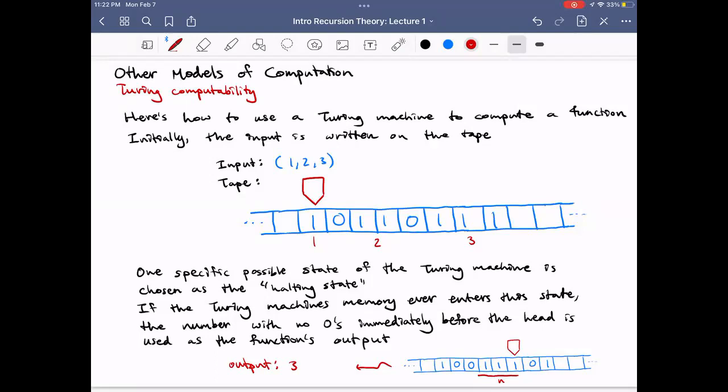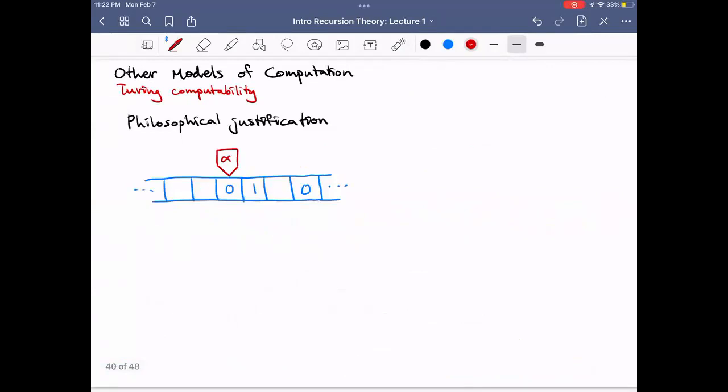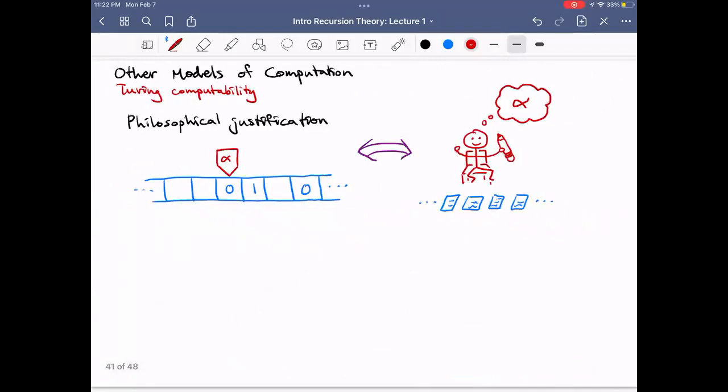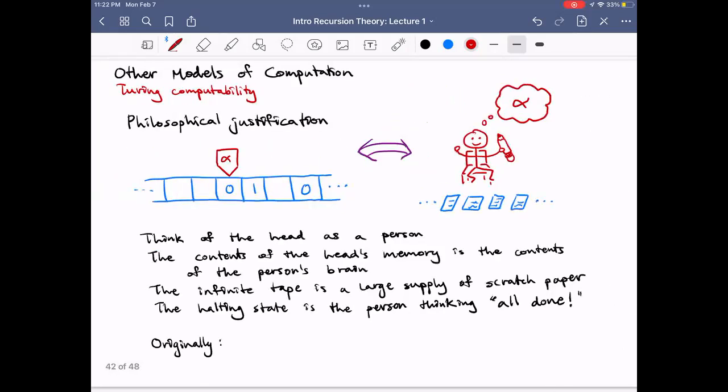So that's the definition of the function computed by a Turing machine. And what's the philosophical justification for why this corresponds to the intuitive meaning of computable? Well, we should imagine that a Turing machine somehow corresponds to a person actually doing computations on pen and paper. So the head of the Turing machine is like some person, maybe holding a pencil because they can write stuff and erase stuff.